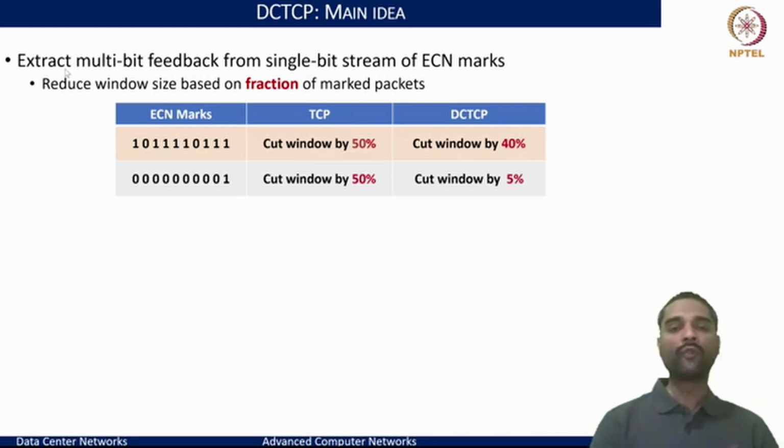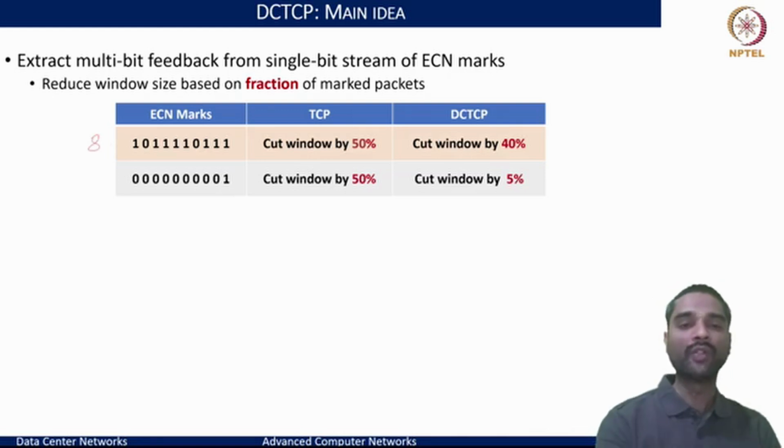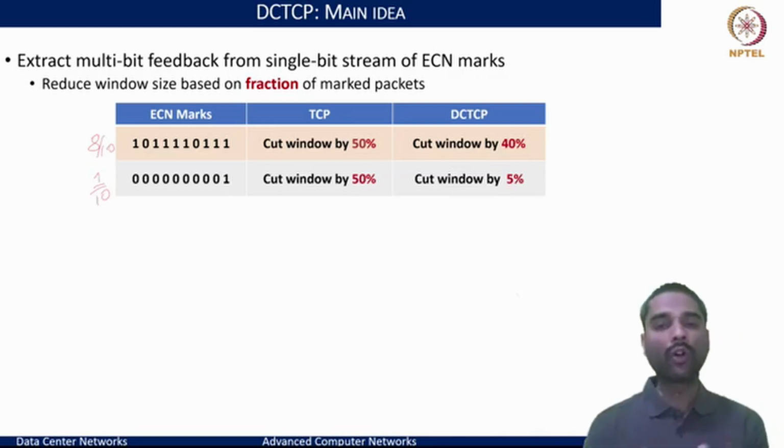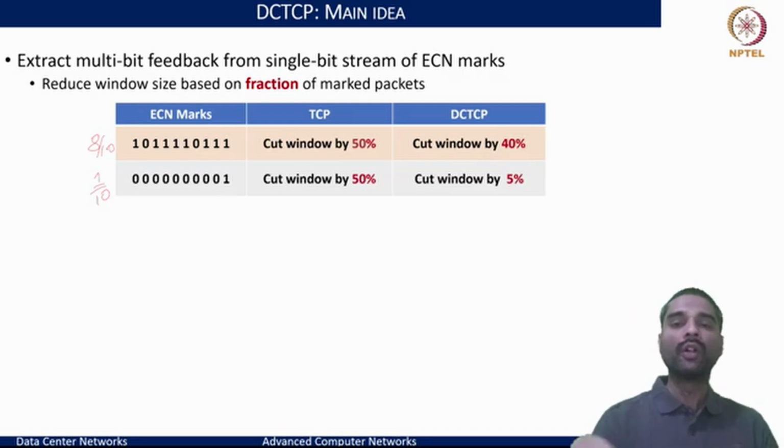To put it in perspective, say 10 packets were sent in a given round trip time, and on the sender side, of the 10 packets it sent, 8 were marked with ECN. Then you would want to react differently, as opposed to the case where only 1 packet out of 10 was marked with ECN. With the default ECN and TCP that we use, in either case it would cut down the window by 50%.